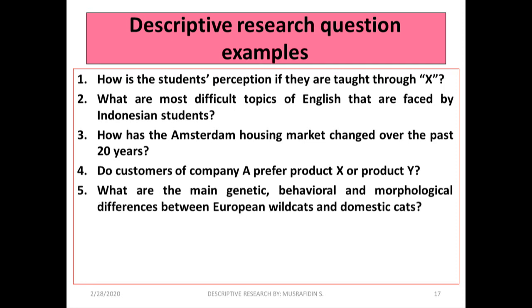Number 5, what are the main genetic, behavioral and morphological differences between European wild cats and domestic cats? So this is about analysis. A researcher needs to analyze the morphological features of European wild cats and domestic cats and find their similarities and differences. In the end, the researcher explains whether they have similarities and differences.